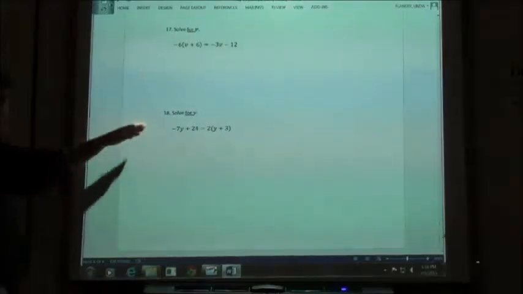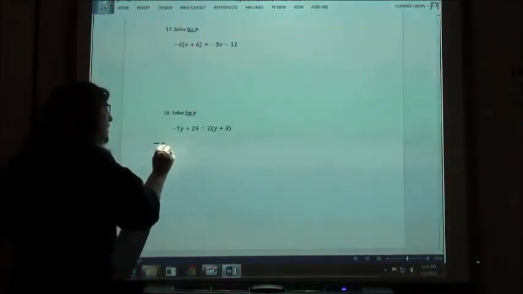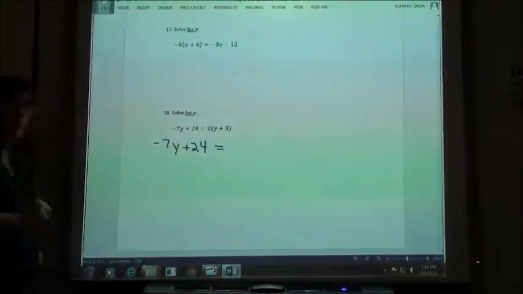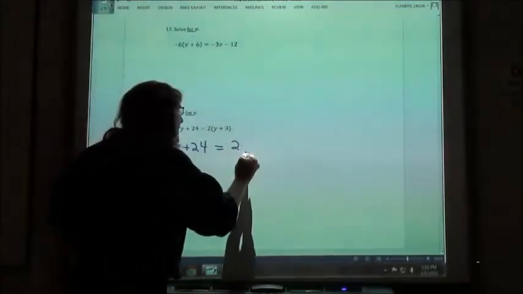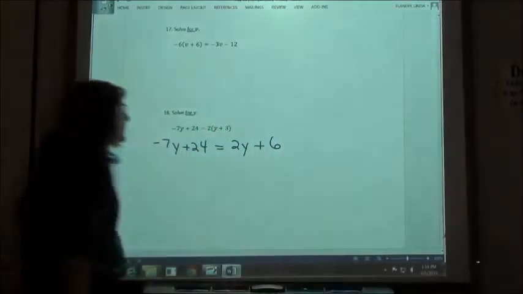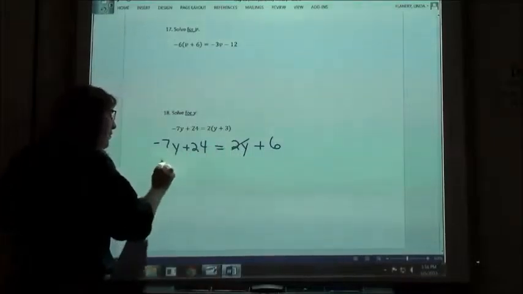So number 18, first thing I'm going to do. Parentheses. Get rid of those parentheses. So I'm still going to have negative 7y plus 24. It's going to equal, what's on the other side? 2y plus 6. So if I want to solve that for y, what's the next thing I probably want to do? Negative 2y. Minus my 2y, move that over.